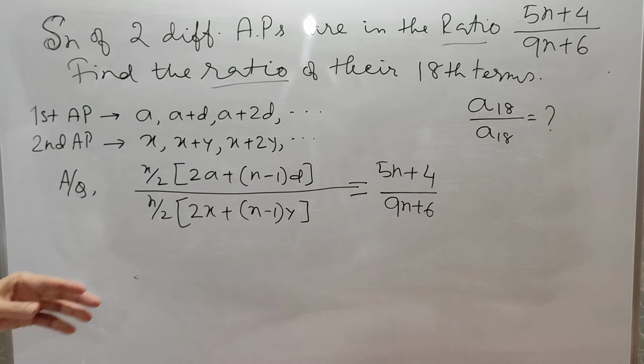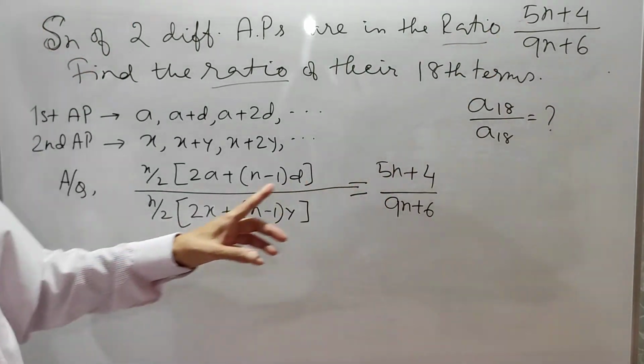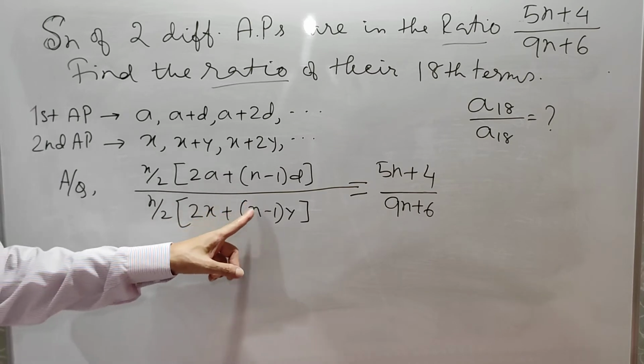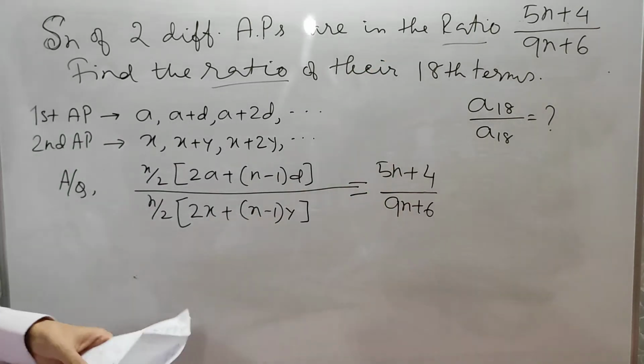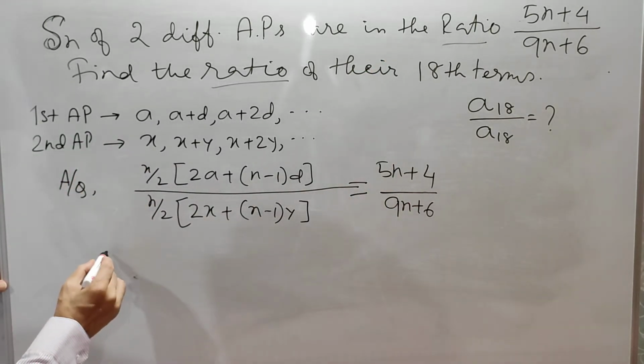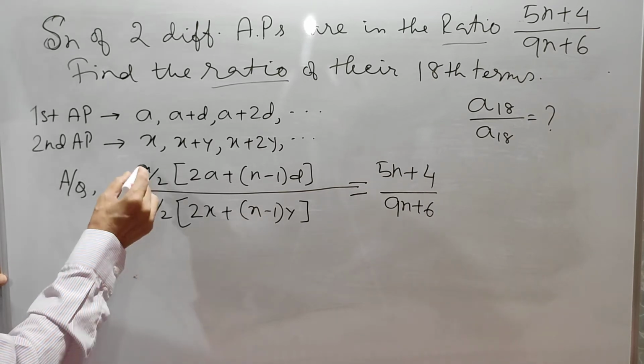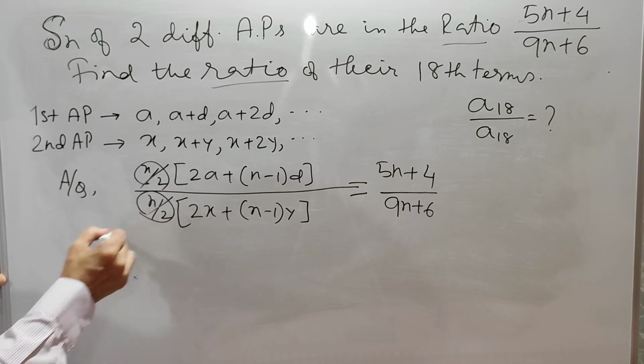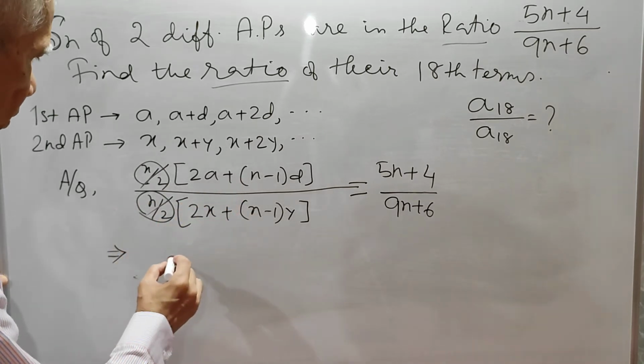So you see the ratio is given. Ratio of what? Sum of n terms of the first AP by sum of n terms of the second AP. The ratio is given that. All right, now we simplify this. So this n by 2 and n by 2 cancel, isn't it? So what remains in the numerator?